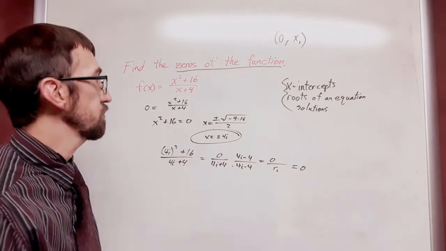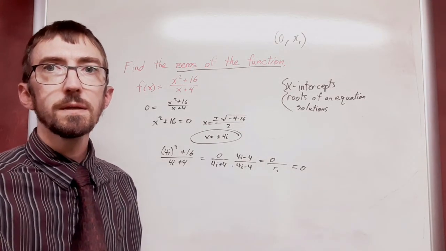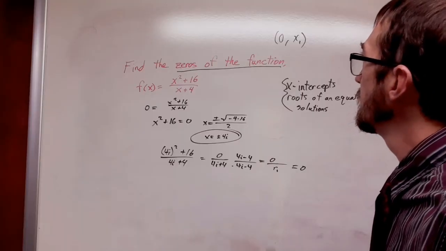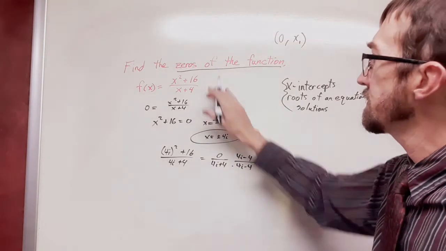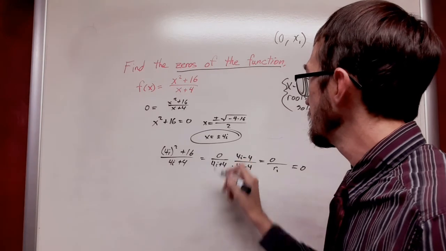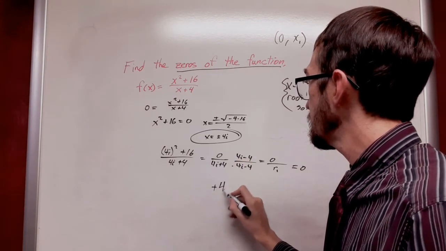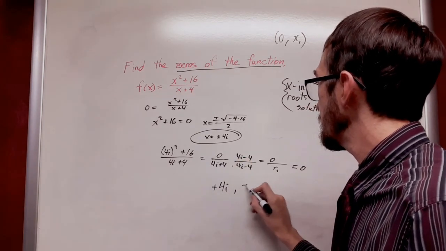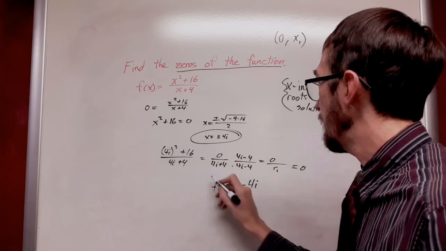So we are looking for plus or minus 4i. So the zeros of this function are going to be plus 4i and negative 4i.